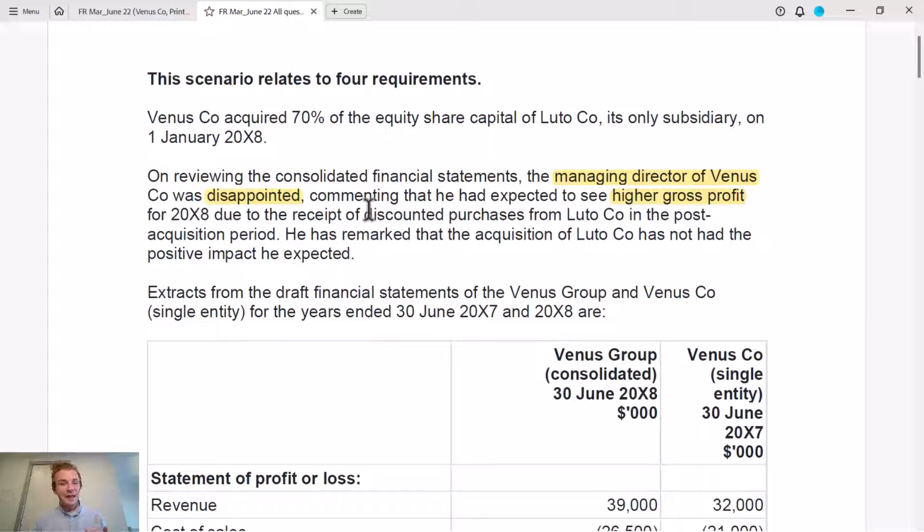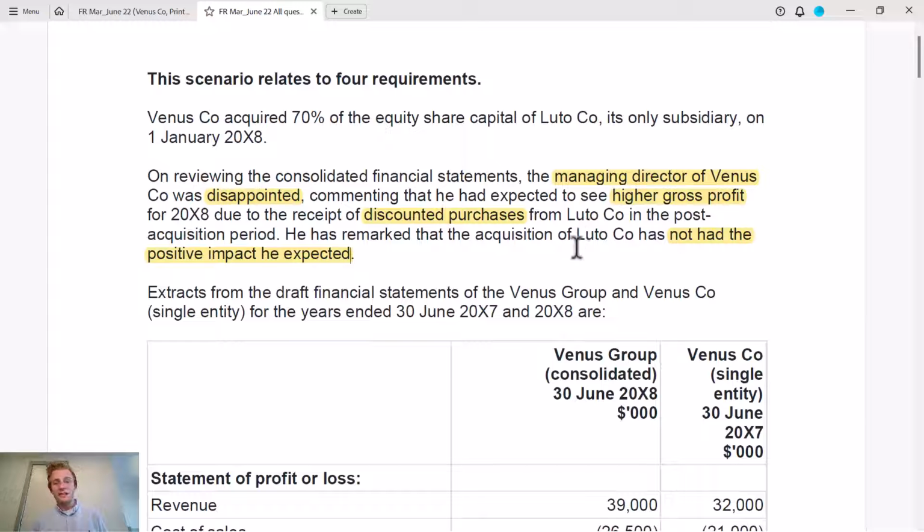Why did they expect that? Well, they had discounted purchases. Again, referring directly to the scenario because they've purchased this subsidiary. They're thinking to themselves, we bought the subsidiary, or 70% of it, and therefore we want discounted purchases using their expertise. And then from there, they've actually said that Lutoco has not had the positive impact they expected. So that is, again, another thing that you could refer to, that they're saying, we expected them to have a positive impact, but we don't think they have.